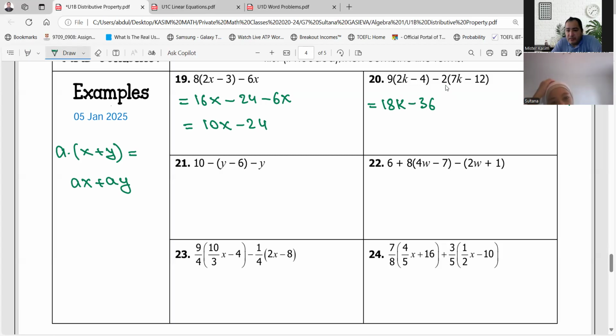So here we have negative 2, right? Negative 2 times 7k, that is negative 14k. Negative 2 times negative 12, that is positive 24, right? And now, do we have like terms here? How about 18k, 14k? Are they like terms? Yes. And 36 and 24, they are numbers. They're also like terms, constants. So now we combine them. 18k minus 14k, that is 4k. Negative 36 plus 24 is negative 12.